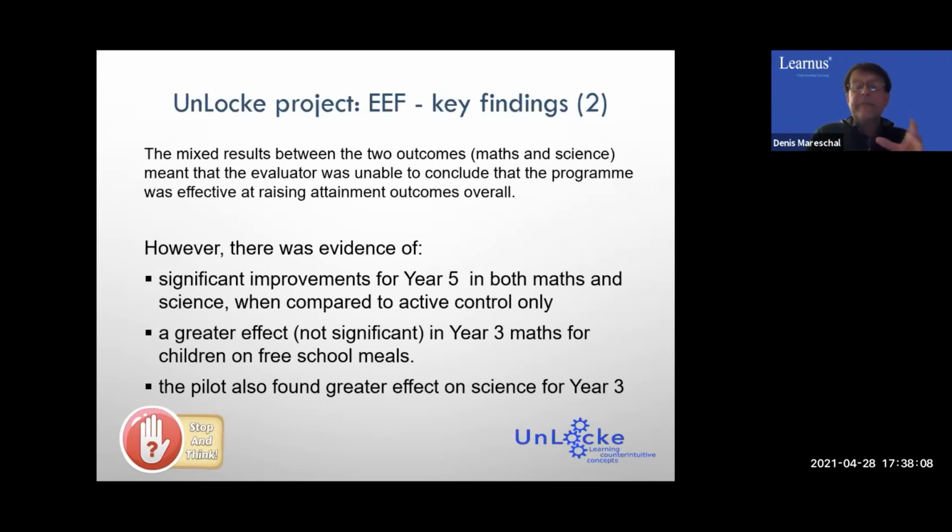Looking more carefully at some of the analyses reported in the report, some of those other contrasts and comparisons we can make, what we do find as well is that the year 5 children did better in both maths and science when compared to the active controls only. So if we just take the year 5 and compare them to the group that's going to rule out placebo effects, they were better in maths and science. So it had an impact on both math and science performance in year 5.